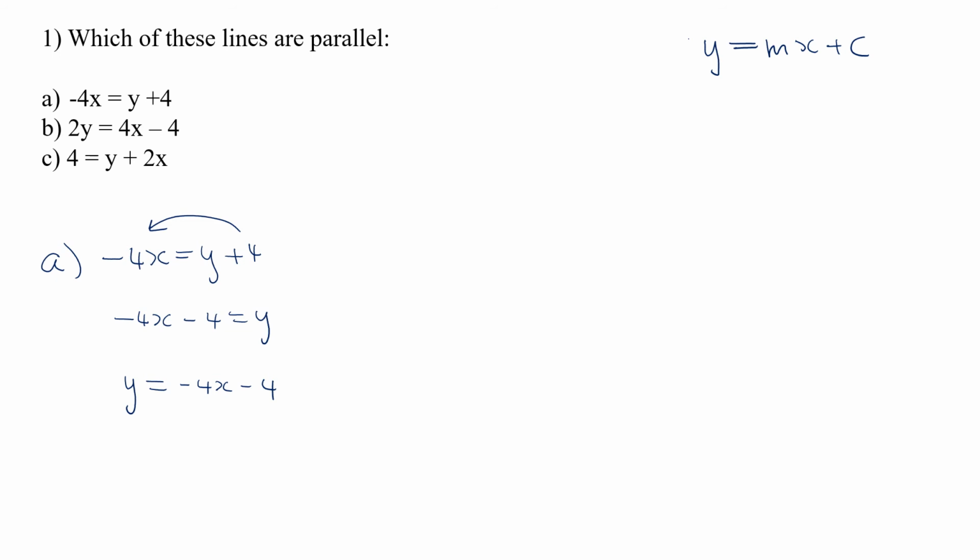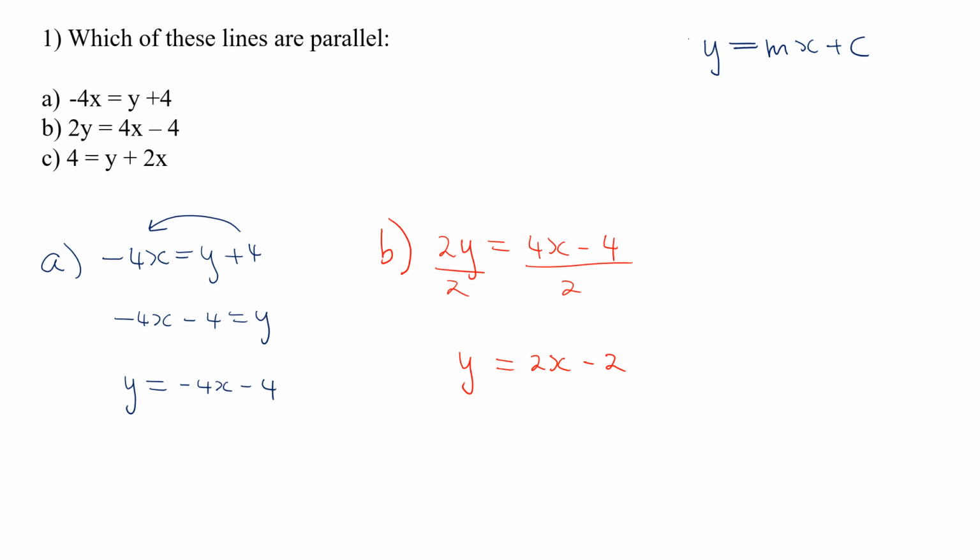Let's do the same thing for B now. Let me put B in a different color. So initially they gave us B as 2y is equal to 4x minus 4. And this one is a lot closer to what we want it to look like, but notice that there's a 2 by the y, and that cannot work. So we just divide here by 2. And because we divide here by 2, we divide on the other side by 2 also. So that will leave us now with y equal to 2x minus 2.